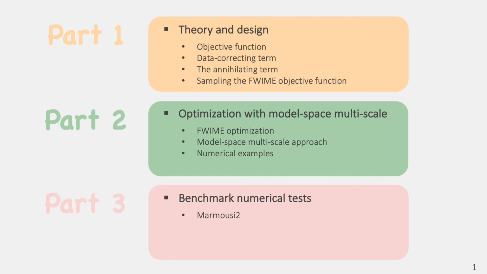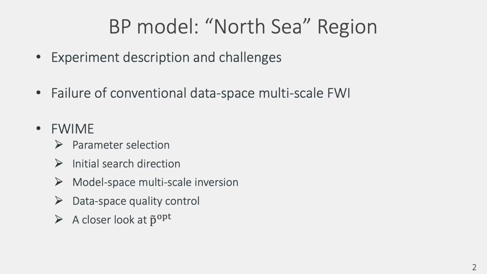So we're still in part 3 and we just saw our results on the Marmousi 2 model. And now we're going to show you how FWIME can successfully invert a dataset dominated by diving waves on the North Sea region of the BP 2004 model. As for the previous example, we begin by a brief description of the experiment setup, and then we summarize the main challenges associated with this example.